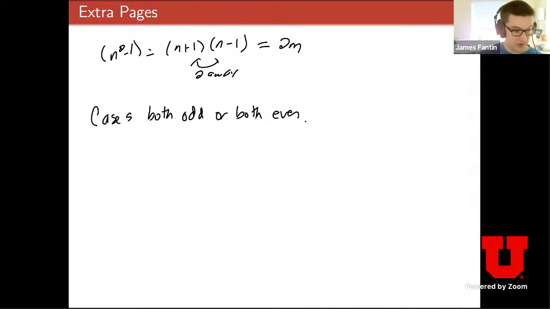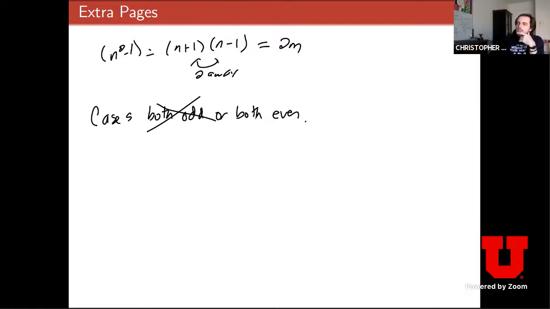And so we can rule out that they're both odd, because an odd times an odd is odd. So we can rule out this case and say we know that both of those are even. N plus 1 is even and n minus 1 is even. Okay, and actually, I think that is what I said. I said that x has a factor of 2.